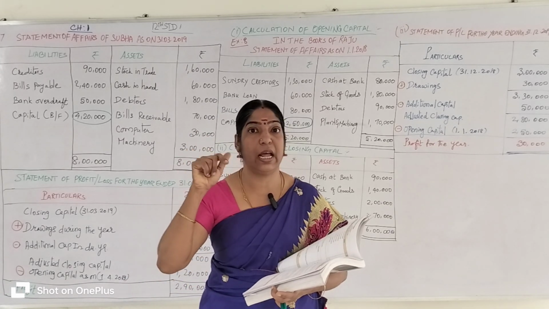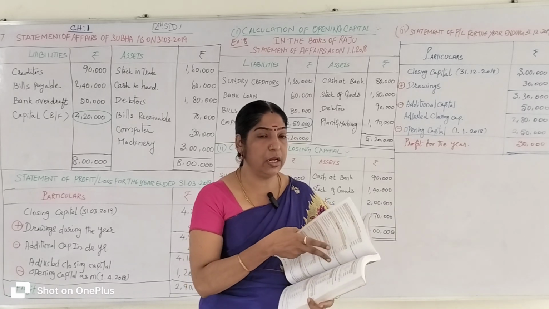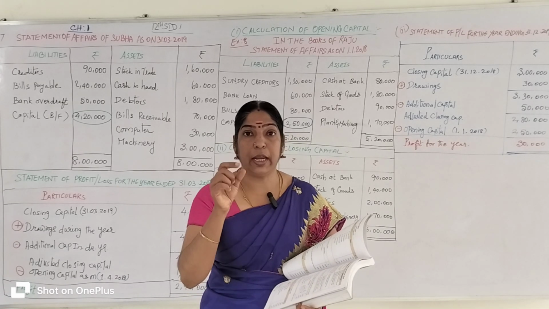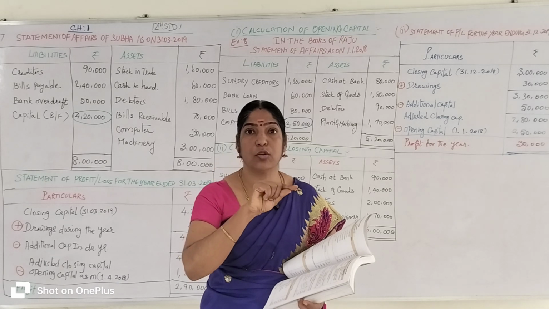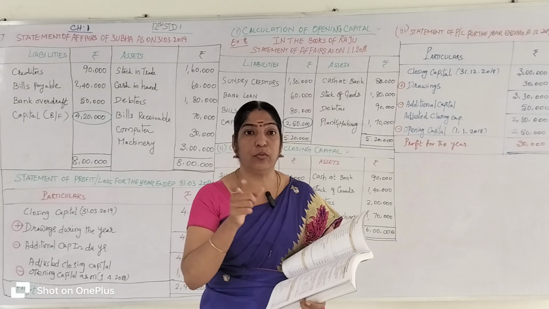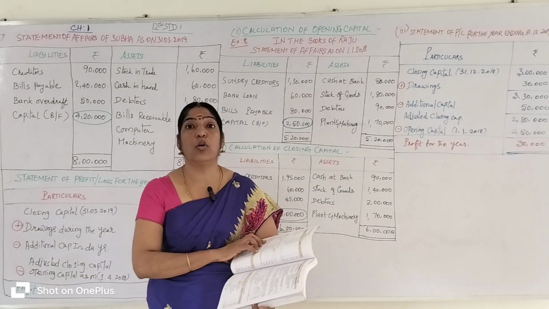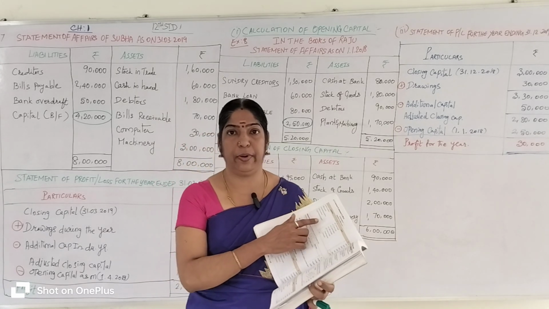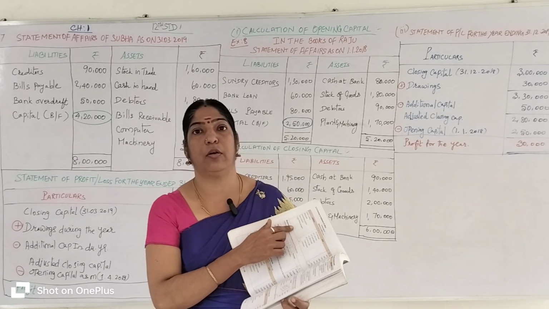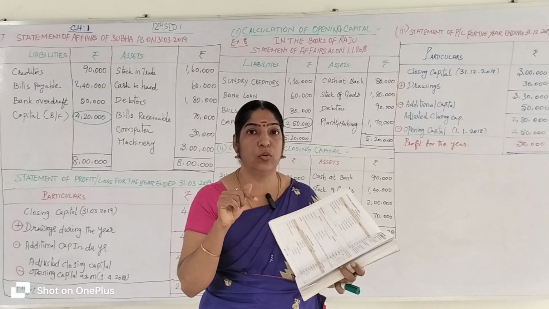We studied this in 11th standard, no? So from the given information, we are going to identify which accounts belong to assets and which accounts belong to liabilities. Then we are going to find the total. Listen, we are going to find the closing capital or opening capital with the use of the statement of affairs format. Okay, so which side does capital belong to?